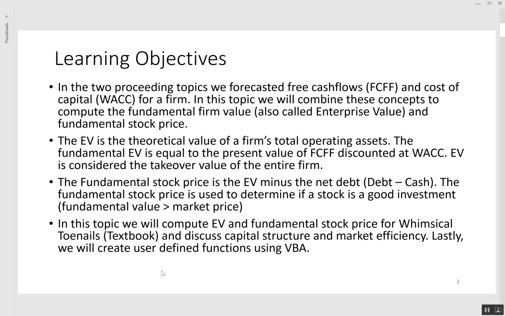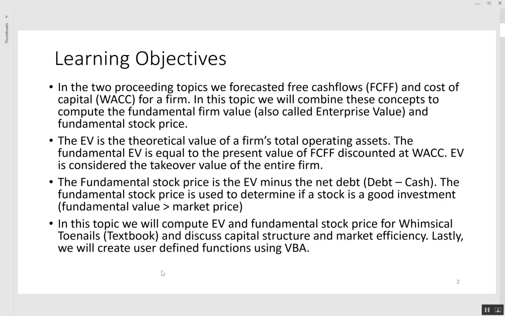In this topic, we're going to learn how to calculate the enterprise value, but let's talk about what we've learned so far. In the preceding topics, we forecasted free cash flows and the cost of capital for a firm, called the WACC, a weighted average cost of capital. In this topic, we'll combine these two concepts to compute the fundamental firm value, also called enterprise value, and the fundamental stock price. The enterprise value is the theoretical value of a firm's total operating assets. The fundamental enterprise value is equal to the present value of free cash flows to the firm discounted at WACC.